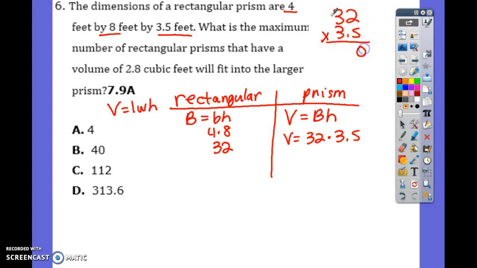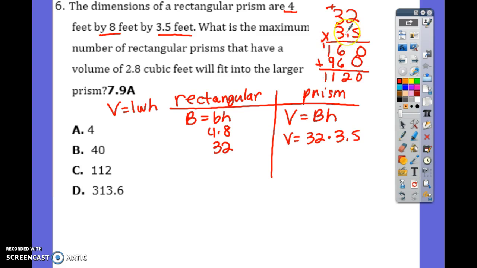5 times 2 is 10. Carry the 1. 5 times 3 is 15, plus 1 is 16. 0 placeholder. 3 times 2 is 6. 3 times 3 is 9. Then we need to add. So we get 0. 6 plus 6 is 12. Carry the 1. 9 plus 1 gives me 11.